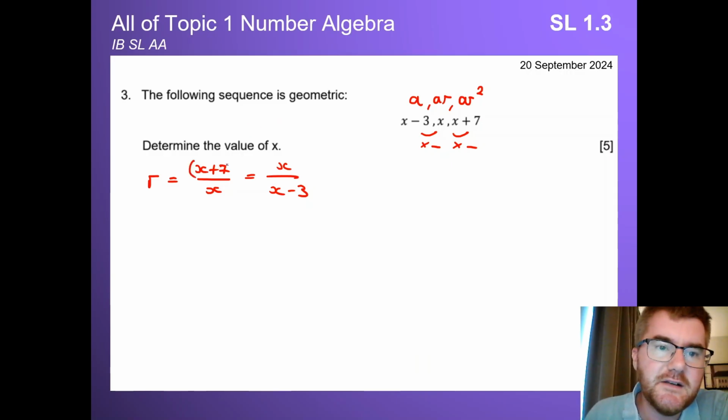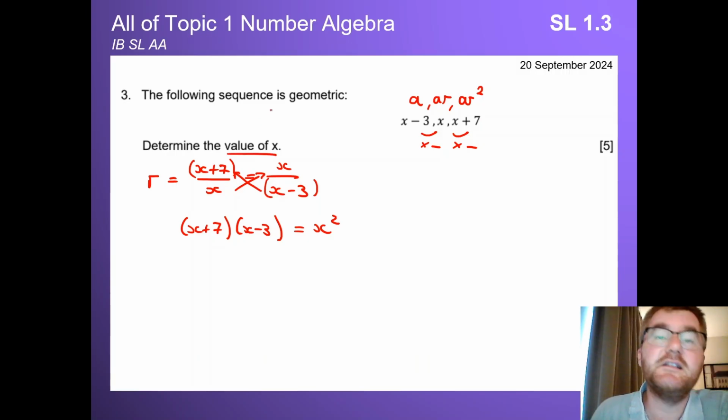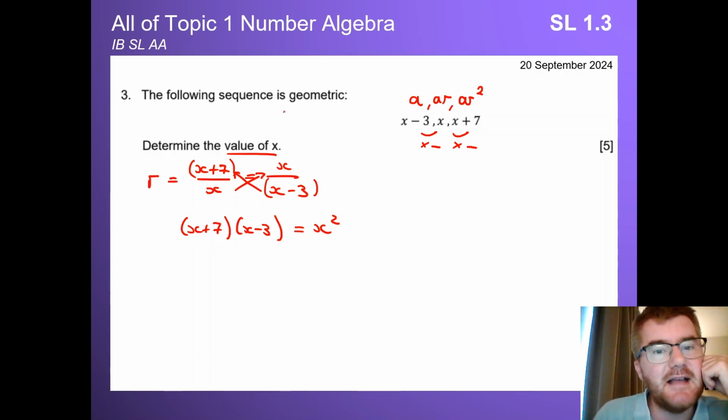So the easiest way of doing this, I like doing what's called cross multiplication. So this times this, this times this. That means we get (x + 7)(x - 3) is equal to x times x, which is x squared. Okay, notice there's only one value of x. That's always something to look out for in a question. So there won't actually be either a quadratic with the same value, or it'll just be one answer. So keep that in mind.